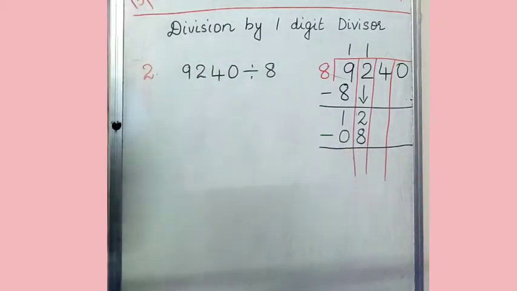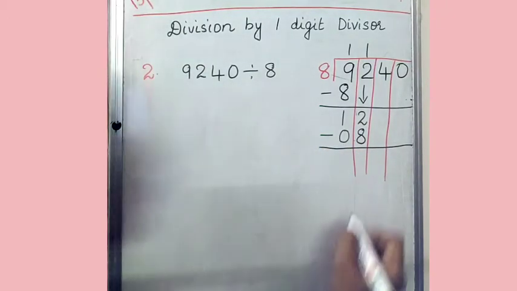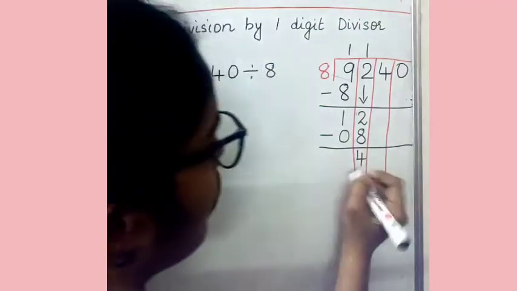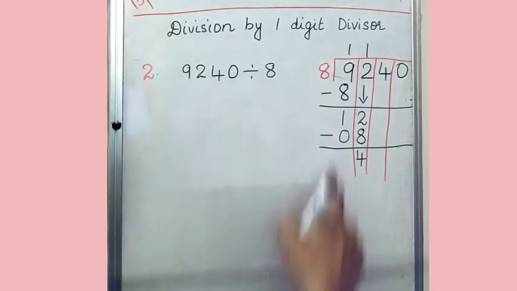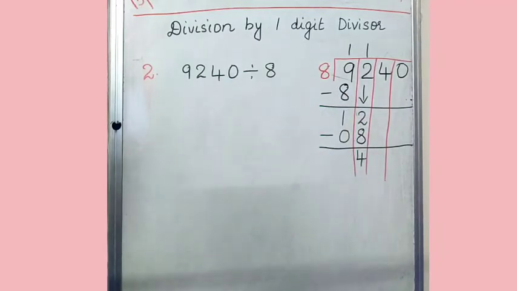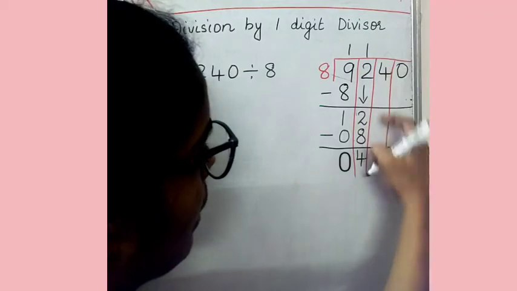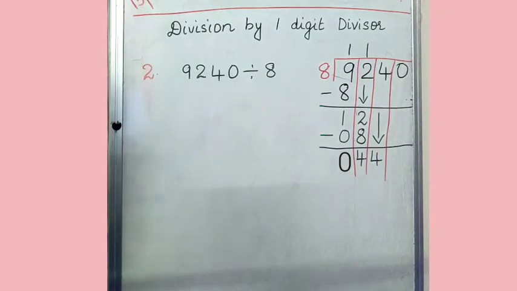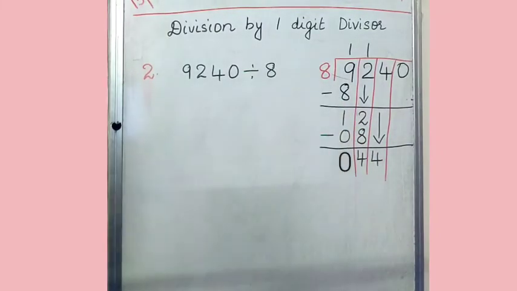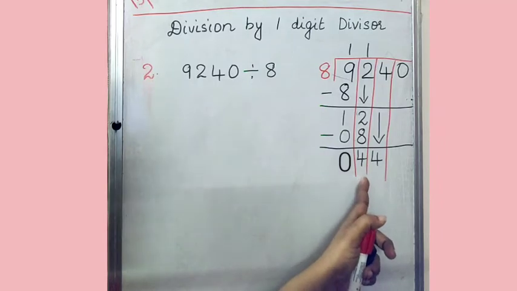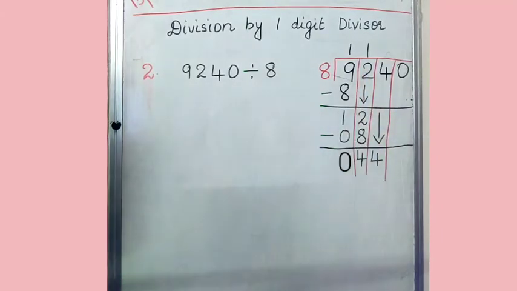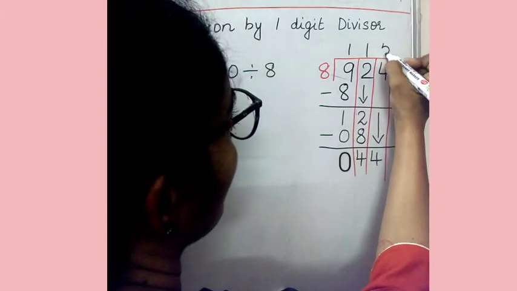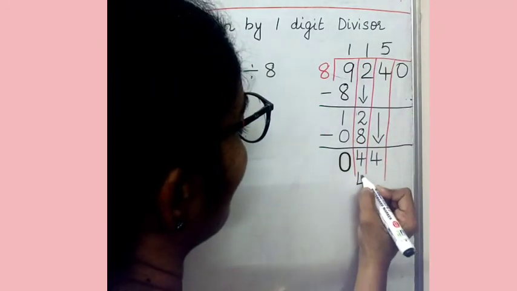Put the subtraction symbol. 12 minus 8, 4. Here we write 4. Then bring down this 4 to this place. Now it becomes 44. How many times 8 in 44? We know that 5 8s are 40. 6 8s are 48. We cannot write 48 here. Instead we write 5. 5 8s are 40.